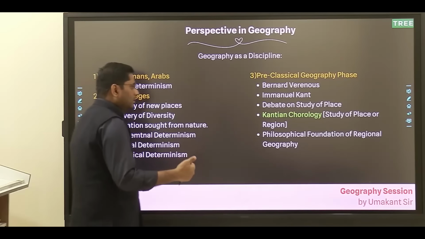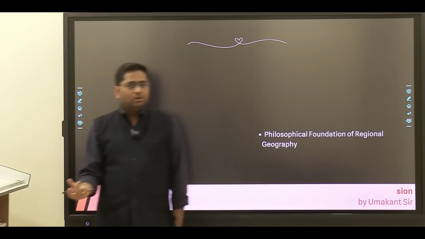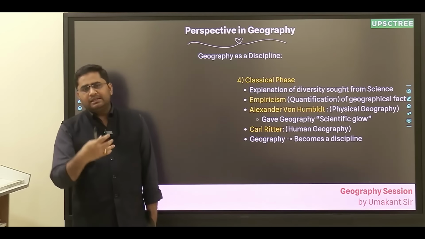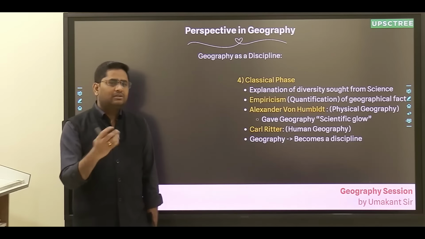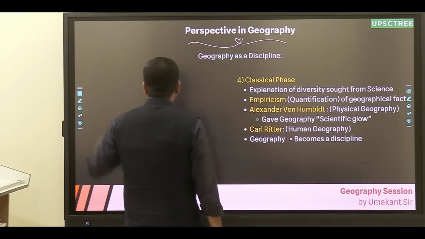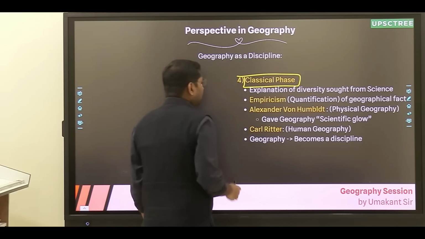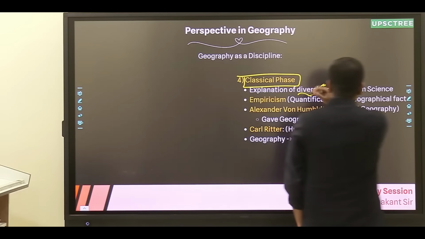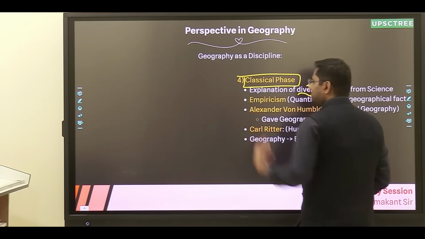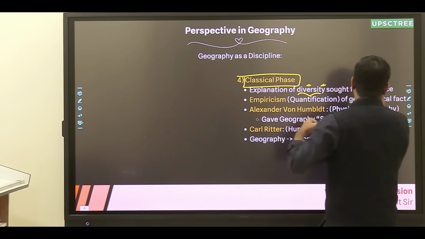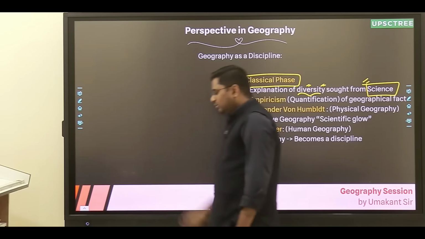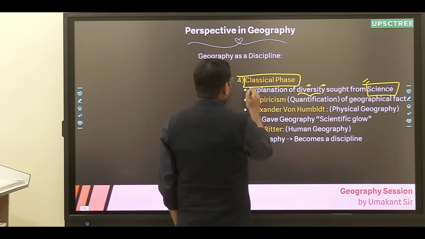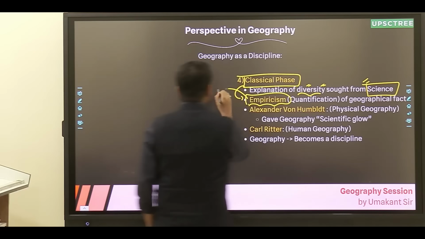So initially, as I told you, there was no geography or geographer. Then there were philosophers, and these philosophers talked about what? That a geographer should study particular regions. That means initially geography for nearly 200 years was regional geography only. Then comes the classical phase. What will happen in the classical phase? In the classical phase, explanation for diversity. Whenever man found diversity, he wanted to explain it. So what was there earlier? That explanation was sought from God, then explanation was sought from nature, then explanation was sought from science. We started looking at science to help us understand these particular events or diversity specifically. Now, in the classical phase, we'll see empiricism. Empiricism means quantification.